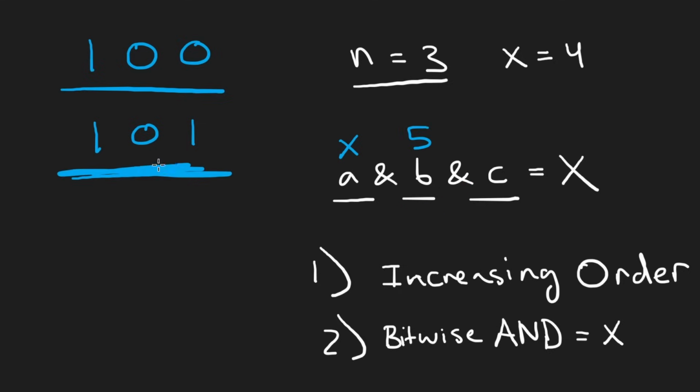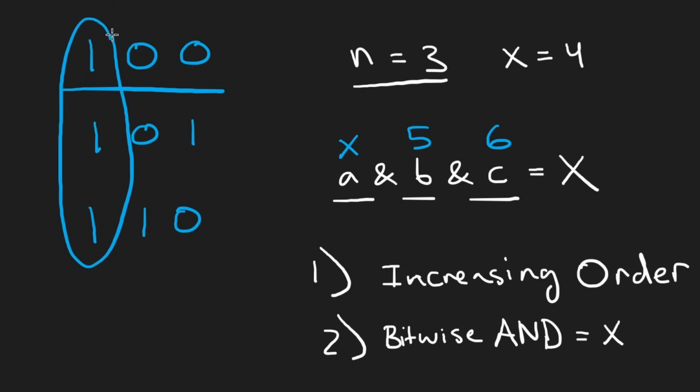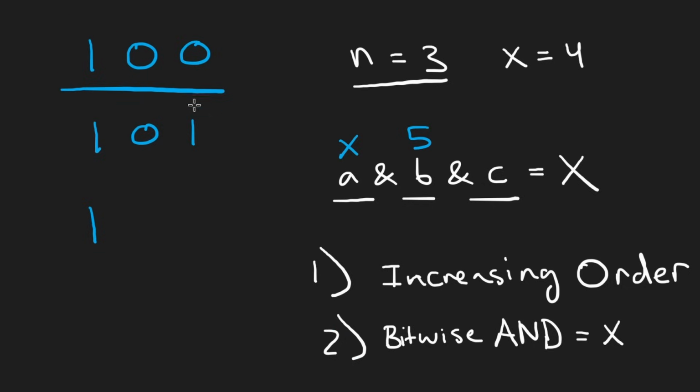And then I'll do the same thing here. I'm going to add 1 to it. I'm going to get 1, 1, 0. That's 6, so I'll be here. You can see that this bit is still set in all of them, so clearly it satisfies this. But there's actually a problem with this approach. Let me show you. Let me change the X.